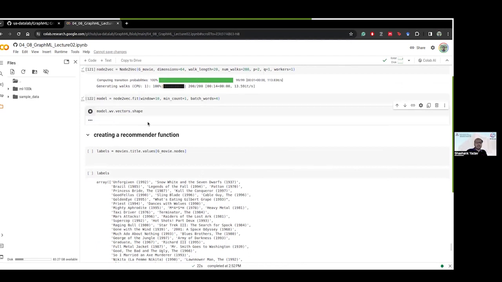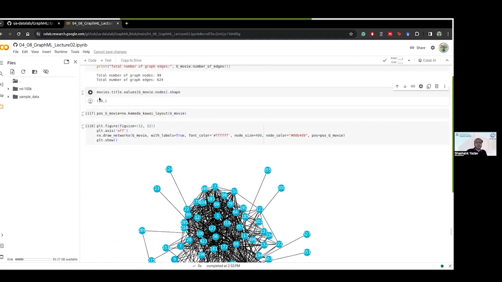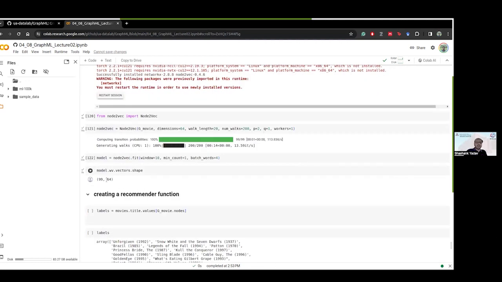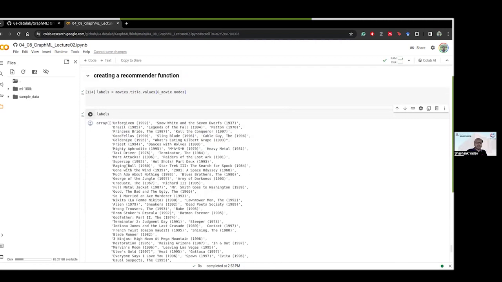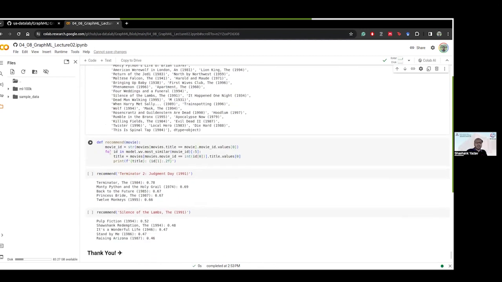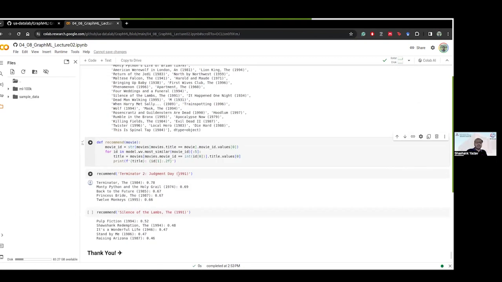Okay, try now. You can actually look at the vector embedding shape. We began with 99 movies, and each node has a dimension of 64. So we can get these labels, and these are the 99 movies. We can define a function, recommend, which works on a movie title and gives you the closest 5 neighbors based on that network. Let's say there is this movie Terminator 2, and we want to know which movies are similar to it.